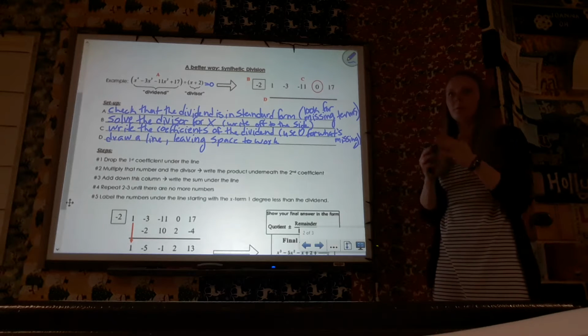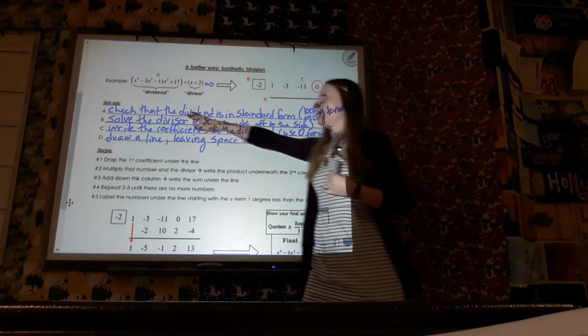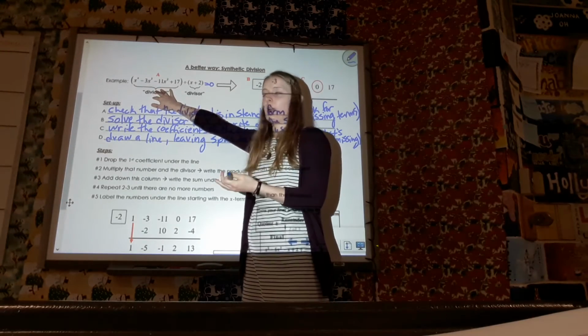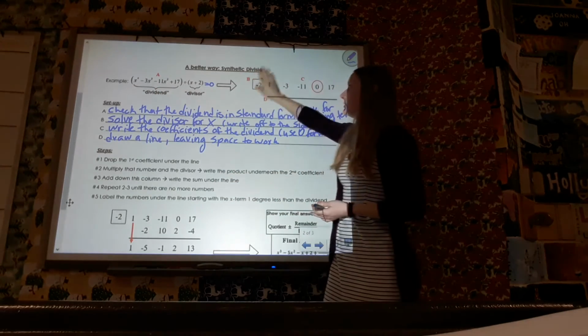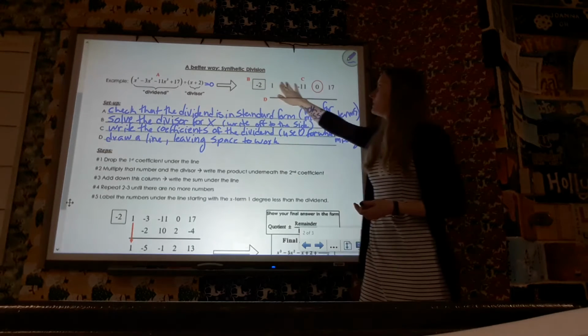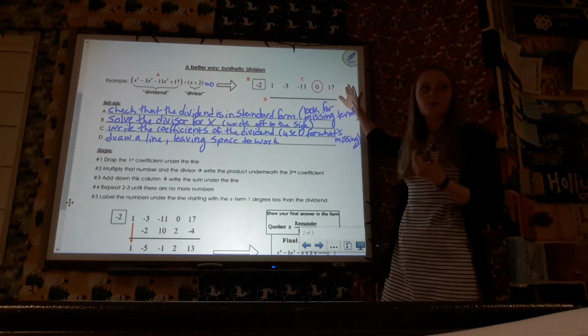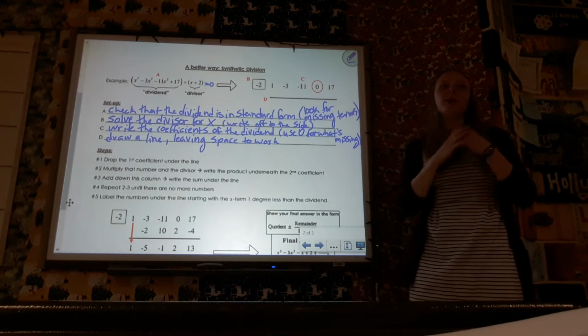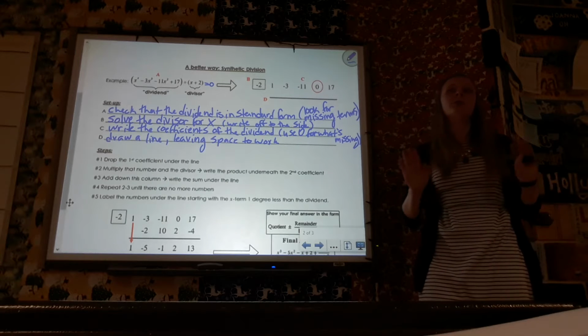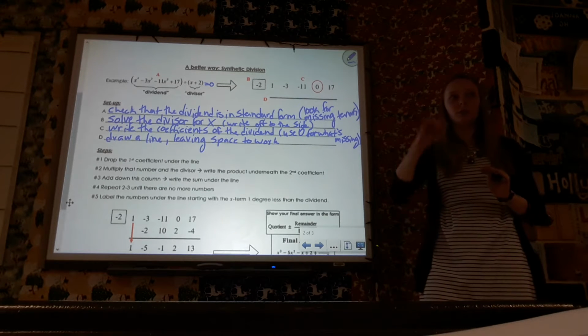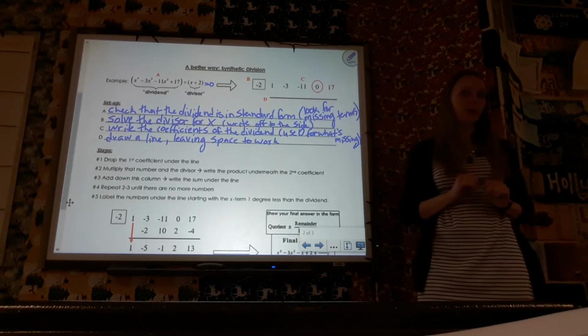Alright, so this is your setup. You check to see that this is in order, and if it's not in order, then put it in order. Then you're going to solve the divisor, write that number here, take all the coefficients, write them down using any zeros to represent missing pieces, and then draw a line. That's your setup. That's before we even started the synthetic division. Those are the little checks you have to mark off before we can get started.